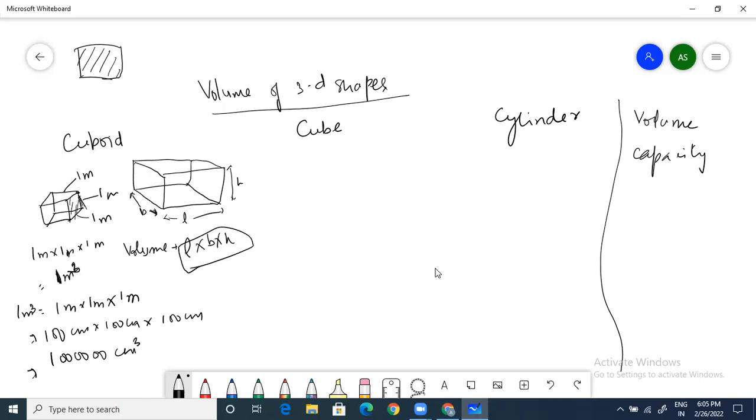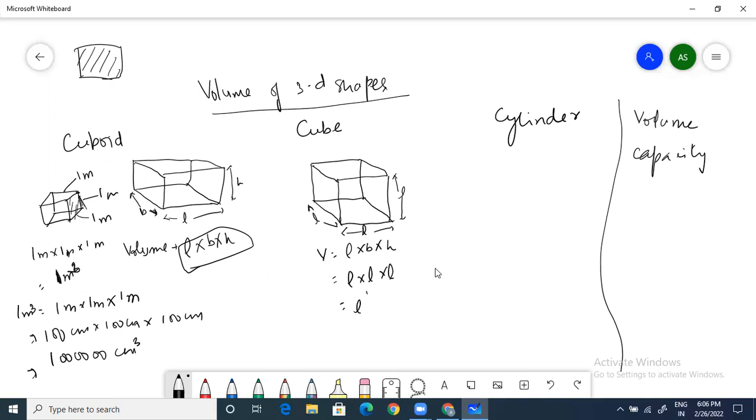Now, just assume the same thing in the case of a cube, because a cube is a 3-dimensional extension of a square. All these sides are equal in the case of a cube. No side is different from each other, which means it is exactly symmetrical. So take volume equal to length into breadth into height. In the case of a cube, this is L, this is also L, and this is also L. So it will be L into L into L, which is equal to L cube.